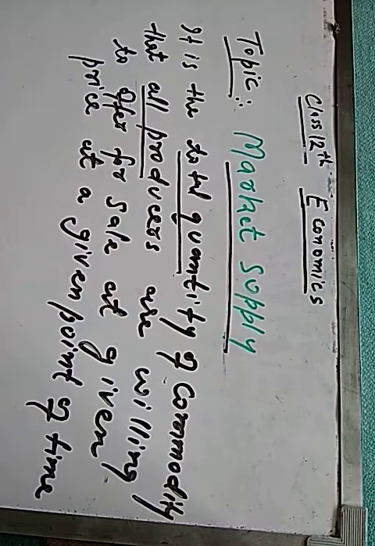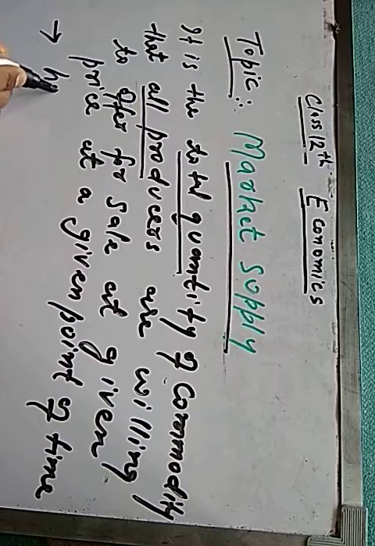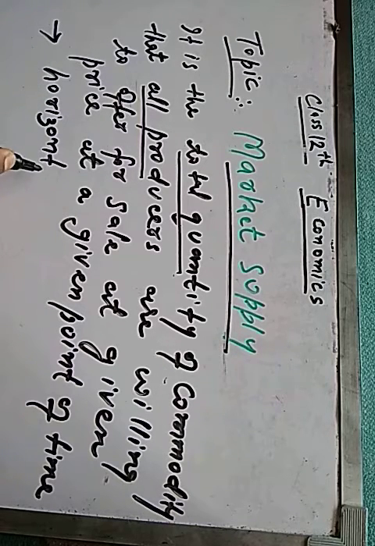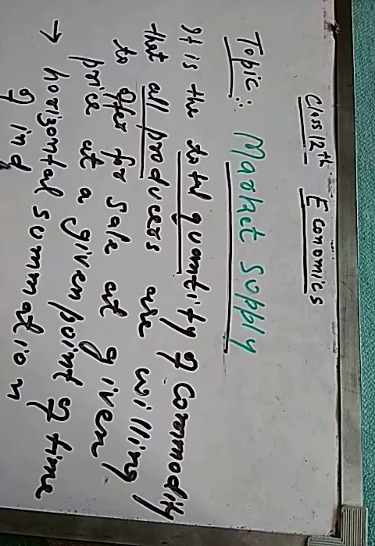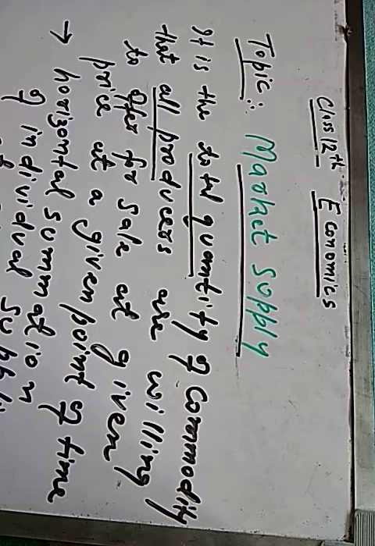And this market supply, how it is obtained? It is obtained by horizontal summation of individual supplies at given prices. मार्केट सप्लाई हासिल करने के लिए हम हॉरिजॉन्टल समेशन करते हैं. हॉरिजॉन्टल एडिंग अप ऑफ इंडिविजुअल सप्लाई करते हैं एट ए गिवन प्राइसेस.